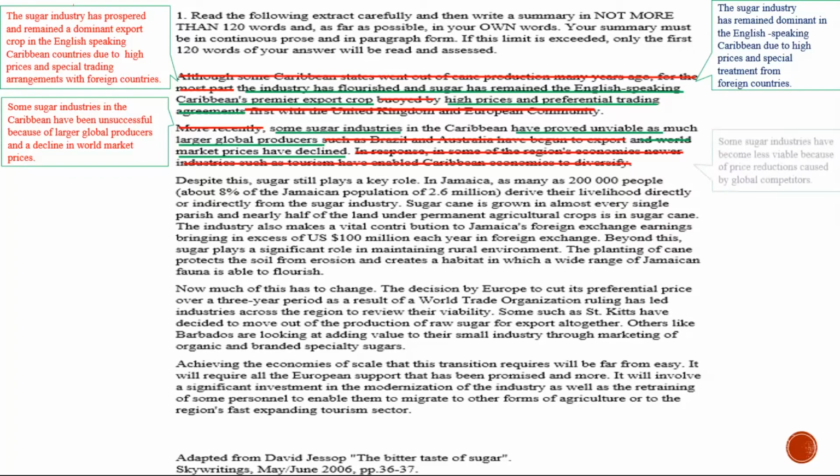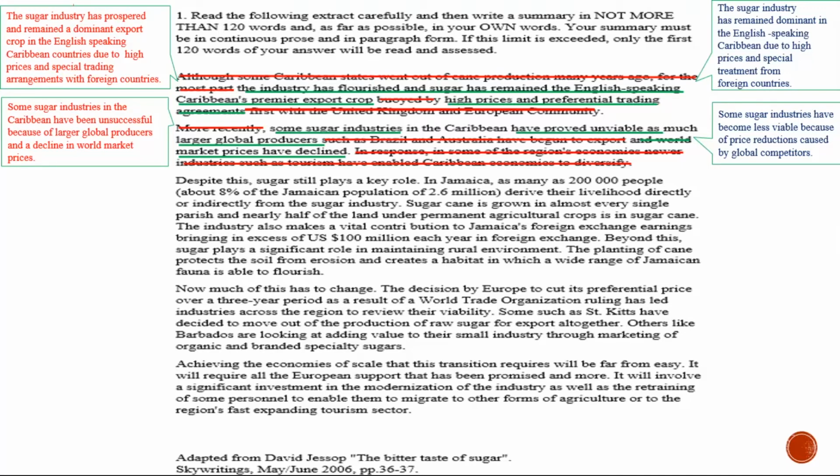Now, what is the summary of the main idea for this particular paragraph? The summary reads, some sugar industries have become less viable because of price reduction caused by global competitors. Now, let us move on to paragraph 3.